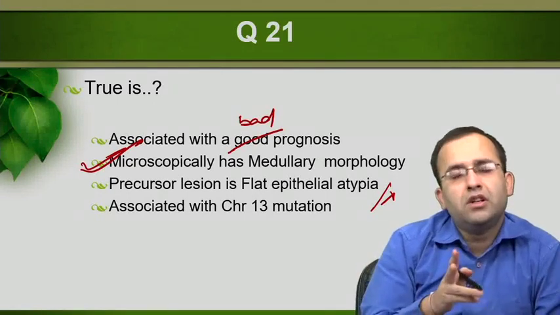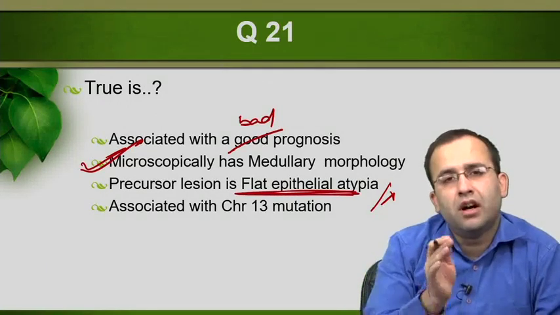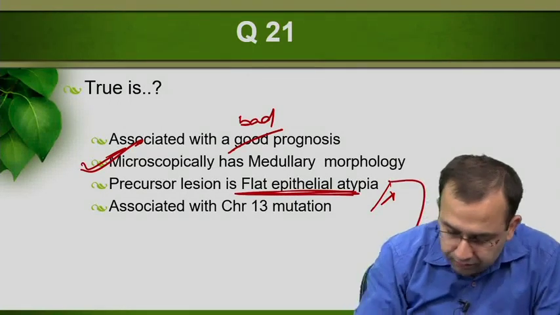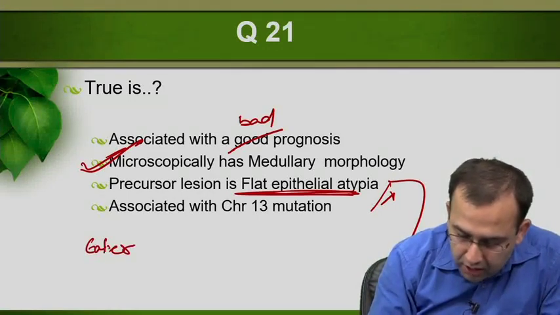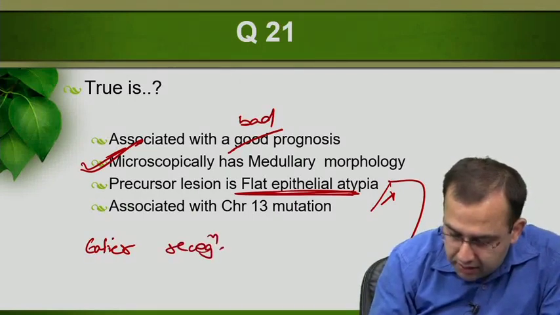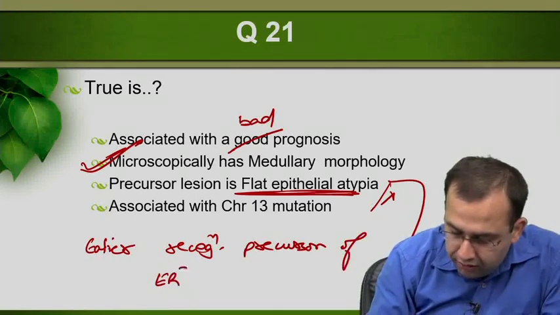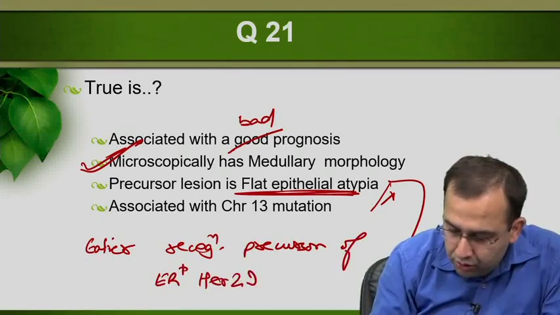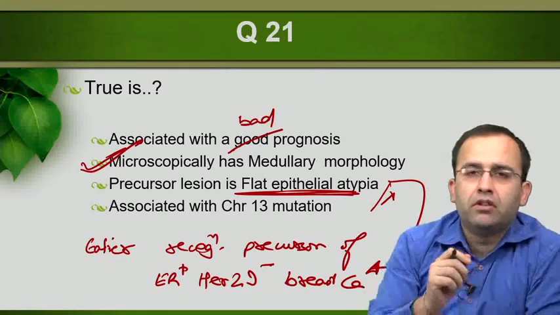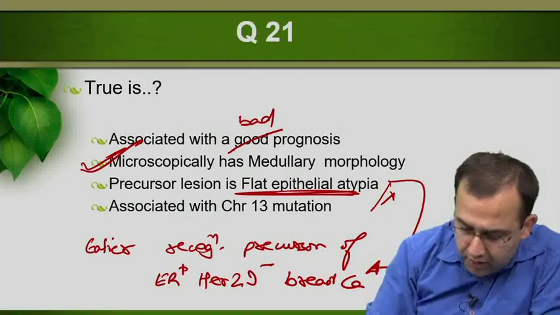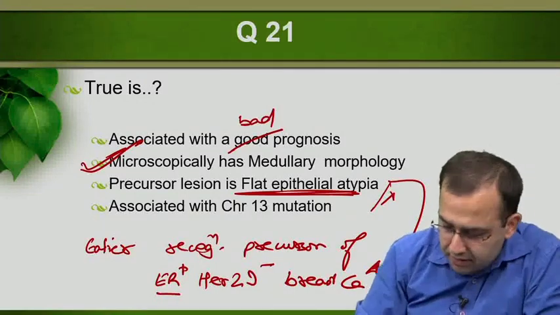The precursor lesion in triple negative is unknown. Flat epithelial atypia is the earliest recognizable precursor. It is the earliest recognizable precursor of estrogen receptor positive, ER positive HER2/neu negative breast cancer.